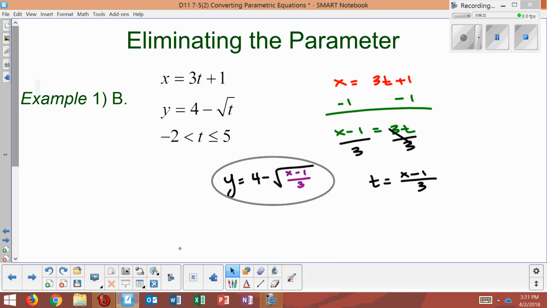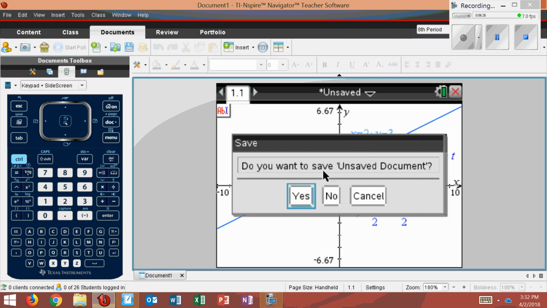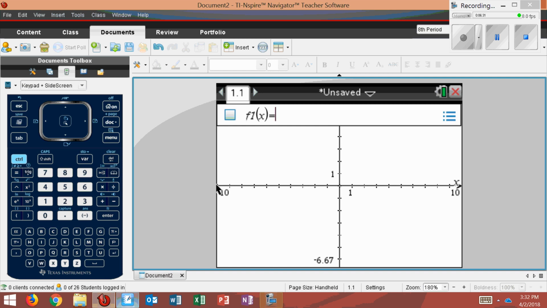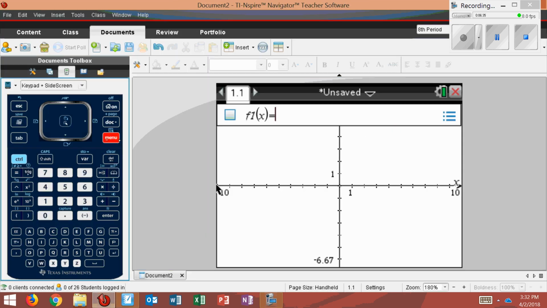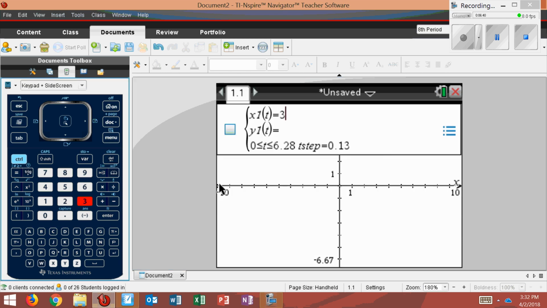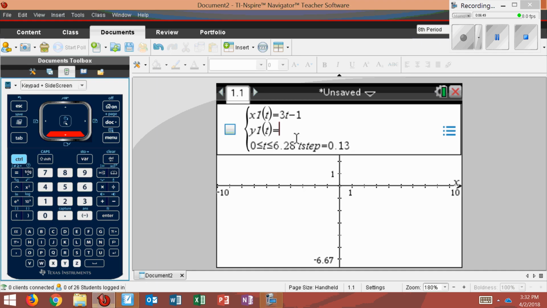Let's check our work here. So I want to go to my calculator to clear this. I'm just going to go home screen, new document, and I'm going to say add a graph. And the first equation is 3t plus 1. Oops. So you go menu, graph entry, parametric, 3t minus 1. And my second equation was 4 minus square root of t. And it actually is plus 1 here. Change that first. It's a plus.